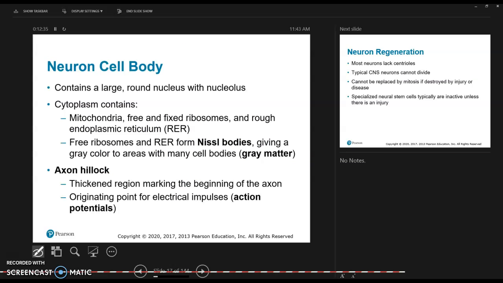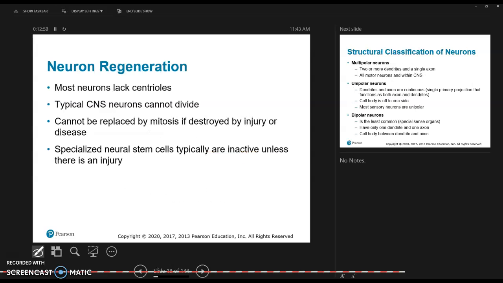The neuron cell body, just make sure you know it contains all of the organelles that we learned in biology. And Nissl bodies are just free ribosomes and rough ER. You find many of these in what we call gray matter. Gray matter is colored gray because it has a lot of these Nissl bodies. And then most neurons lack centrioles. So what does that mean? Centrioles function in cell division. So most neurons cannot divide, especially central nervous system neurons.